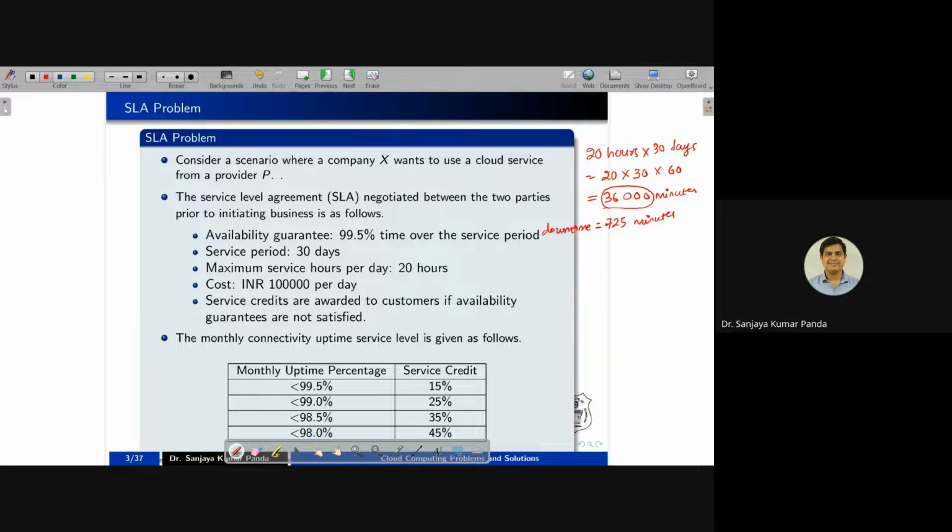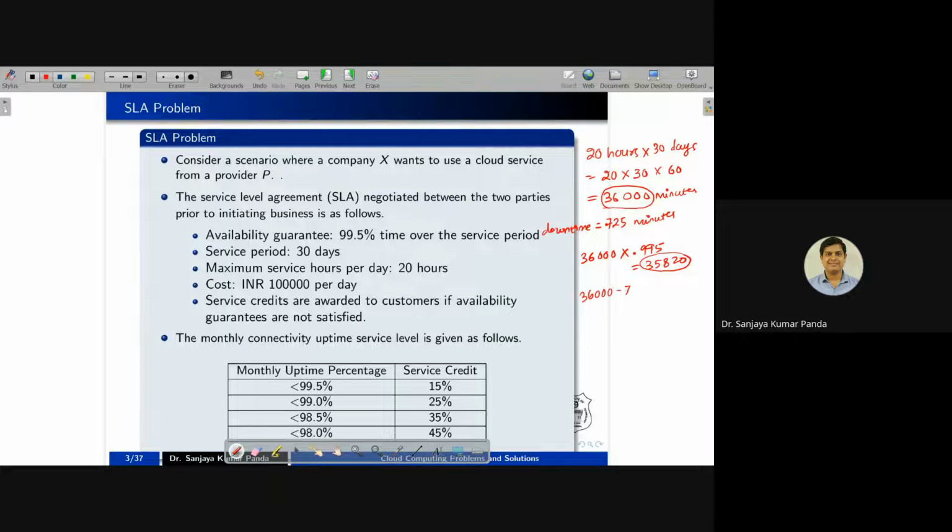Out of 36,000, we allow 99.5%. So if you calculate 36,000 times 99.5%, which is 0.995, you will get 35,820. If the value is greater than or equal to 35,820, then there is no violation. There is not at all any violation. But what value are we getting here?